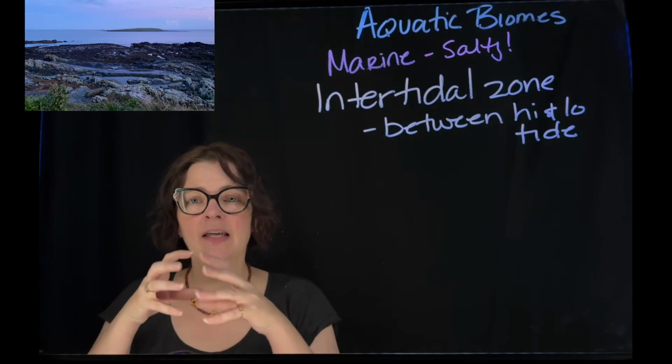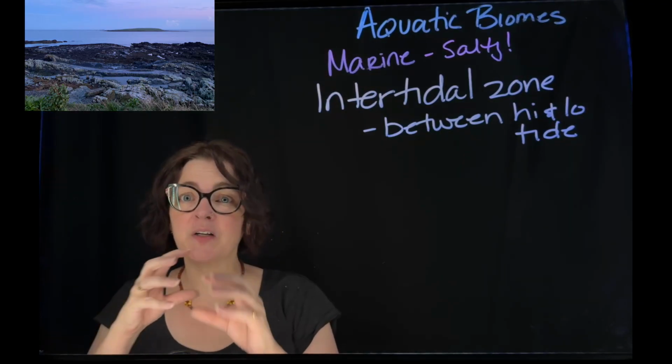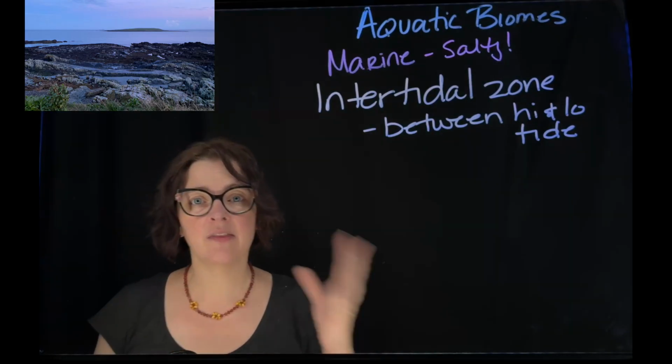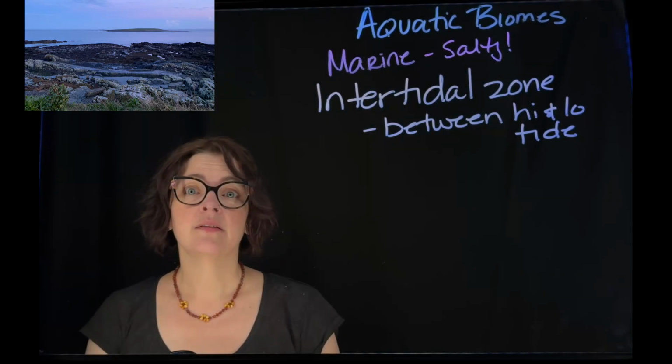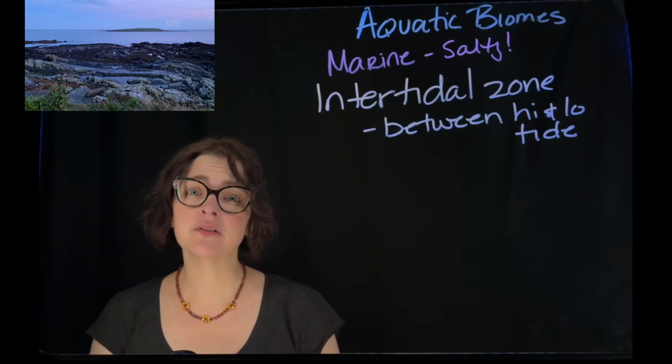So you have mussels that have the ability to stick to the rocks. They have special organs to help them do that. So that way they can withstand the waves and the pulling back and forth of the tide. There are many threats to the intertidal zone, such as pollution, trash, chemicals, and oil spills.